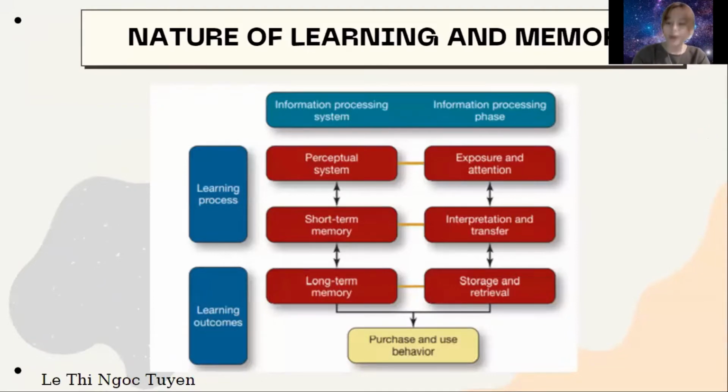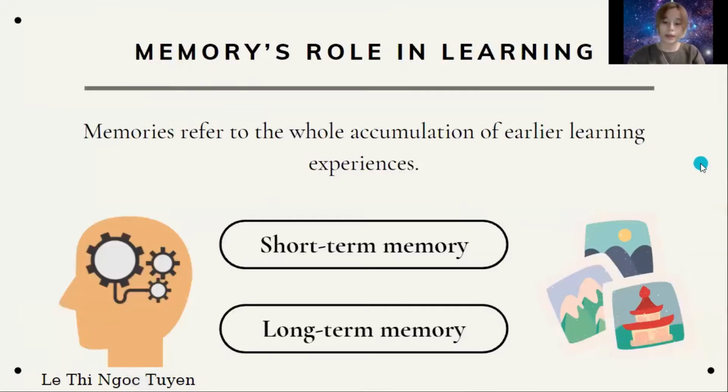Learning is vital to the consumption process since it is where people acquire the maturity of their attitudes, values, tastes, behavior, preferences, symbolic meanings, and feelings. Learning is defined as any change in the content or organization of long-term memory or behavior caused by information processing. The following part is memory's role in learning. Memories refer to the whole accumulation of earlier learning experiences.